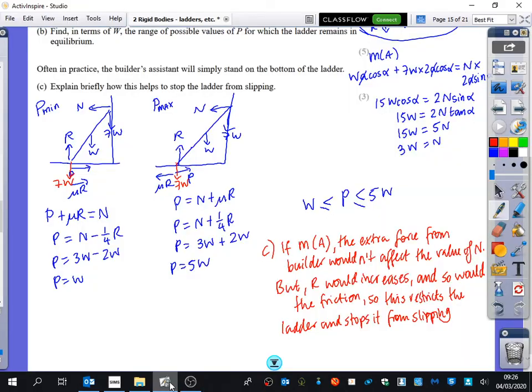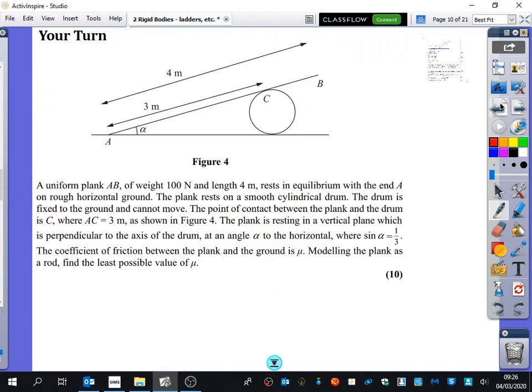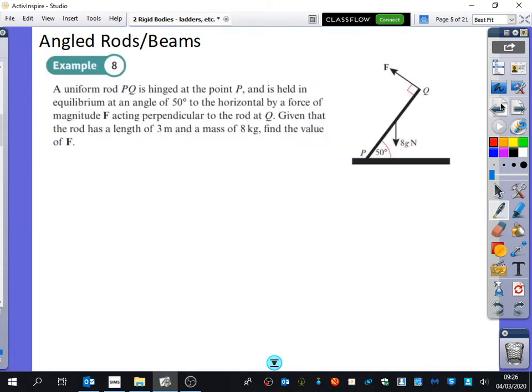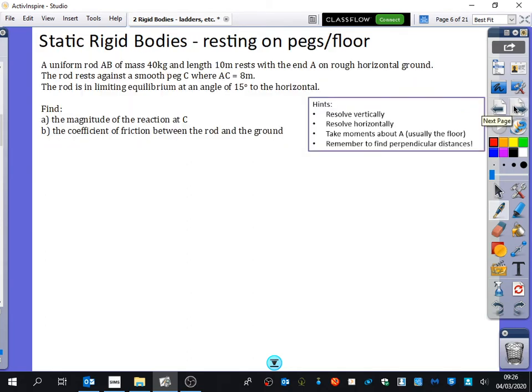Okay, so we're going to have a look now at the beginning of this section, which was resting on pegs or resting on the floor. And then we're also going to do hinges in the same lesson too. So I'm going to go straight in with this. Again, there's only 3 things you can do here: resolve vertically, resolve horizontally, and take moments.